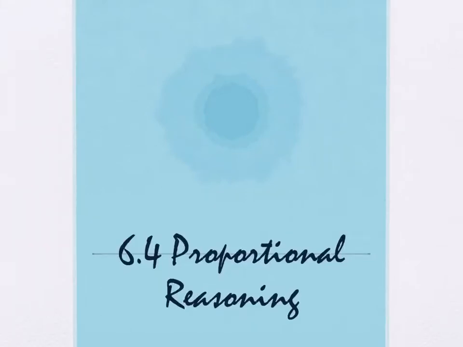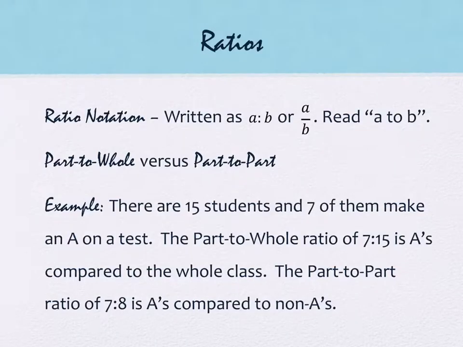All right, section 6.4 is called proportional reasoning. As we take a look at this, we'll do about half of this section today. We first have to talk about ratios. We've mentioned this word before, but ratio notation is written as A colon B, or A divided by B like a fraction. That's the way we're mostly going to write it.